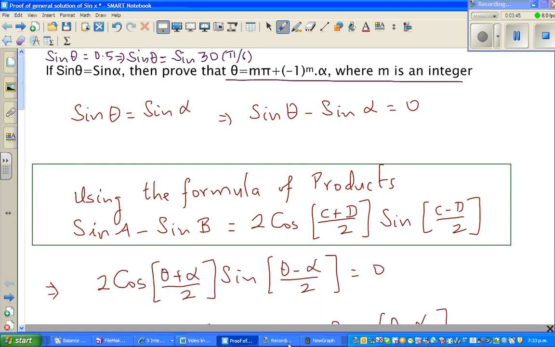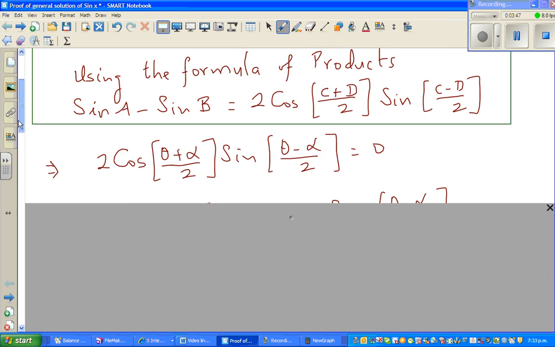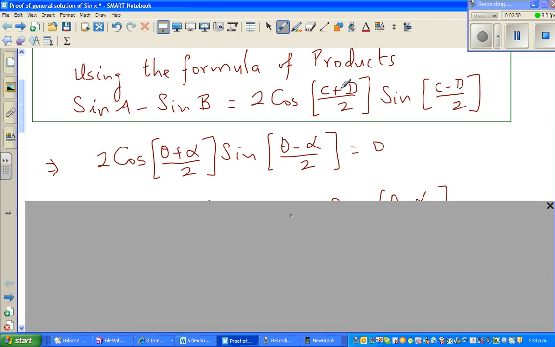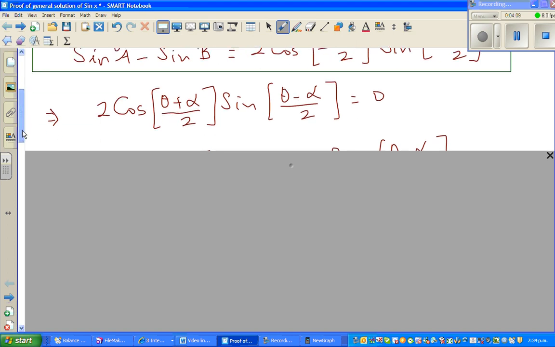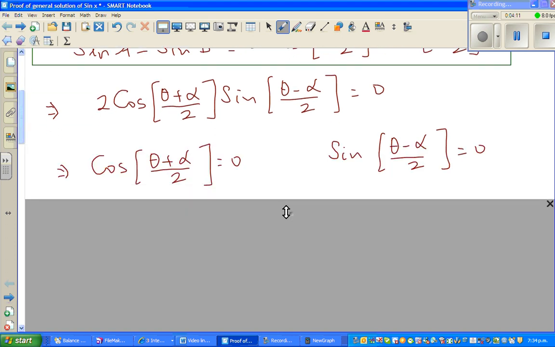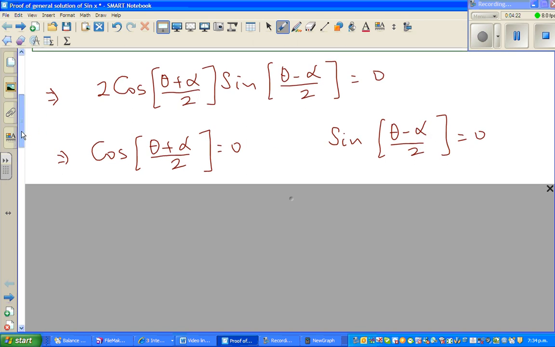Using that formula, I can write 2 cos of theta plus alpha over 2 times sine of theta minus alpha over 2 is equal to 0. This is one number and this is also a number. If a product of two numbers is 0, what can you say? You can say this is 0 or this is 0. So that's the next step. Cos of theta plus alpha over 2 has to be 0, or sine of theta minus alpha over 2 has to be 0. So these are the two options.